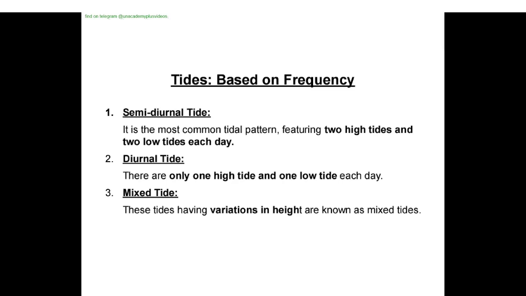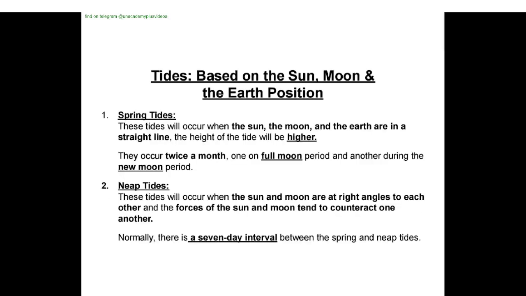Diurnal tide. There is only one high tide and one low tide each day. Mixed tide. These tides having variations in height are known as mixed tides. Tides based on the sun, moon, and the earth position.